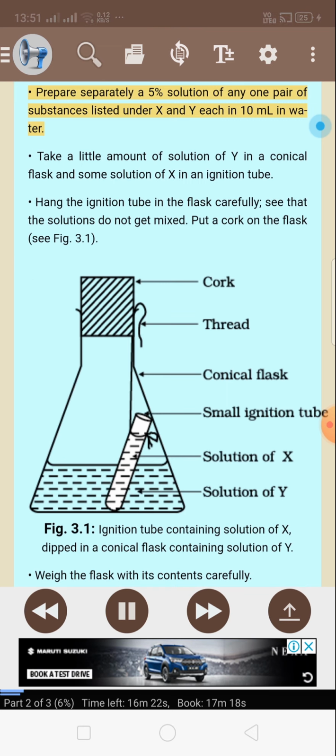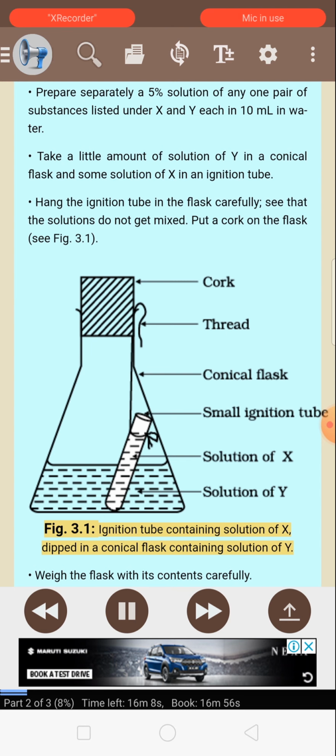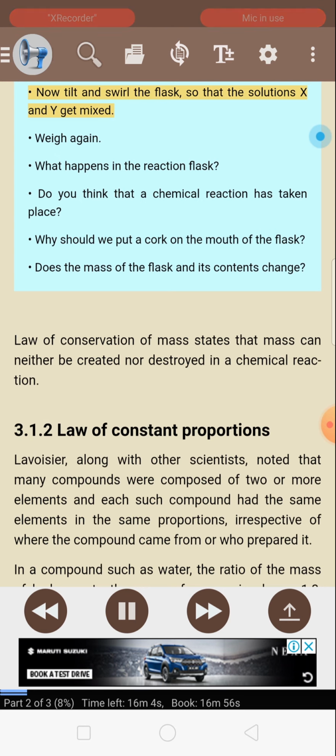Prepare separately a 5% solution of any one pair of substances listed under X and Y, each in 10 milliliters of water. Take a little amount of solution of Y in a conical flask and some solution of X in an ignition tube. Hang the ignition tube in the flask carefully, see that the solutions do not get mixed. Put a cork on the flask, see figure 3.1. Figure 3.1, ignition tube containing solution of X dipped in a conical flask containing solution of Y. Weigh the flask with its contents carefully. Now tilt and swirl the flask so that the solutions X and Y get mixed.